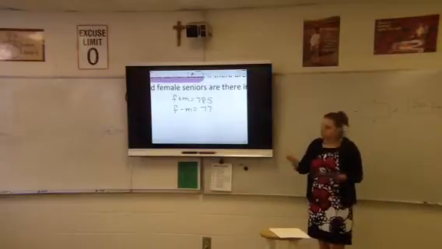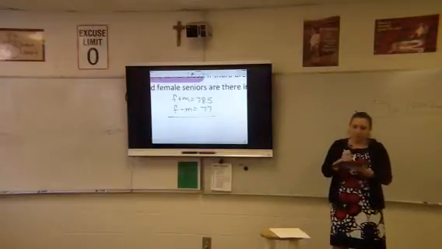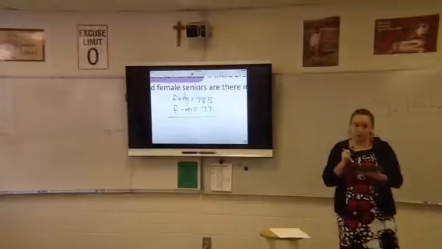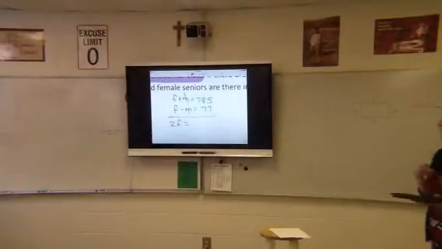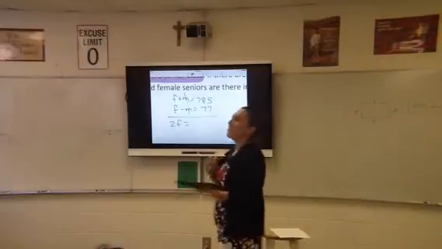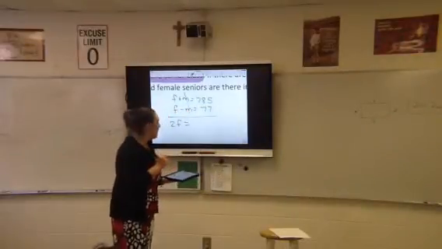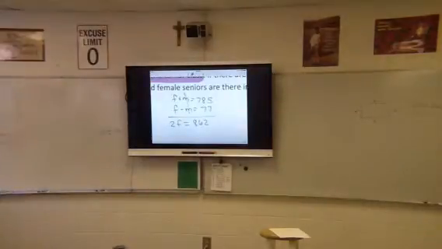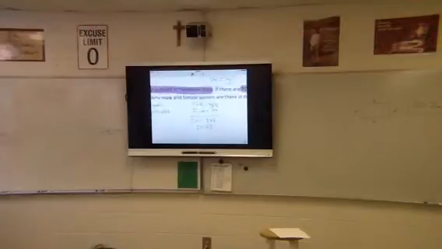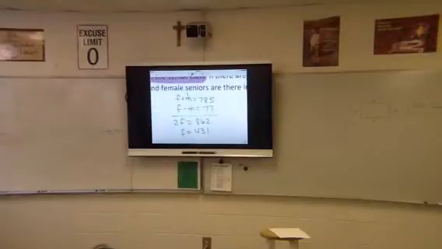Okay, so in this case, what's going to cancel? M's. And what do we end up with here? 2F equals, what is that? 785 plus 77, 862. There you go. And now when you divide by 2, Kevin, what do you end up with? 431. Very good.